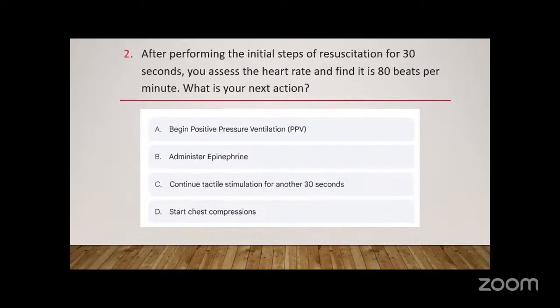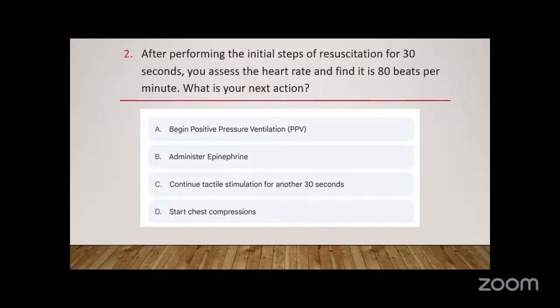Next question. After performing the initial steps of the resuscitation for 30 seconds, you assess the heart rate and find that it is 30 beats per minute. What is your next action? Are you going to begin positive pressure ventilation? Are you going to administer epinephrine? Continue tactile stimulation for another 30 seconds, or are you going to start chest compression?